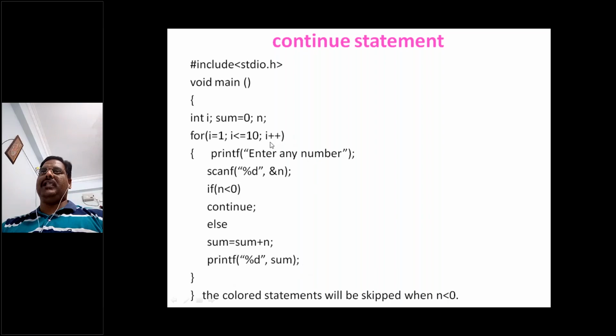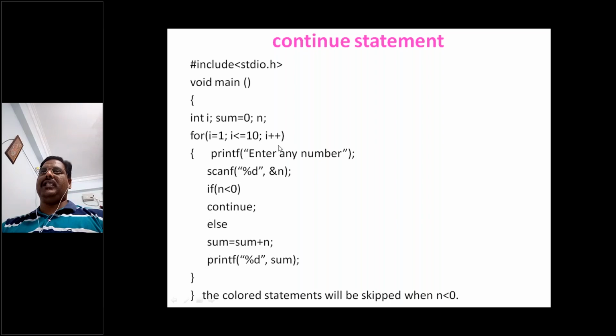Then again go back to the i increment, then i becomes 4, then enter a number which is nothing but -1. I entered -1. So what will happen? -1 is less than 0. Yes, it's true. So simply skip that. So -1 will not be printed over here. After the continue statement, whatever block is there will not be executed. It will simply skip that and immediately go back to increment the i value.